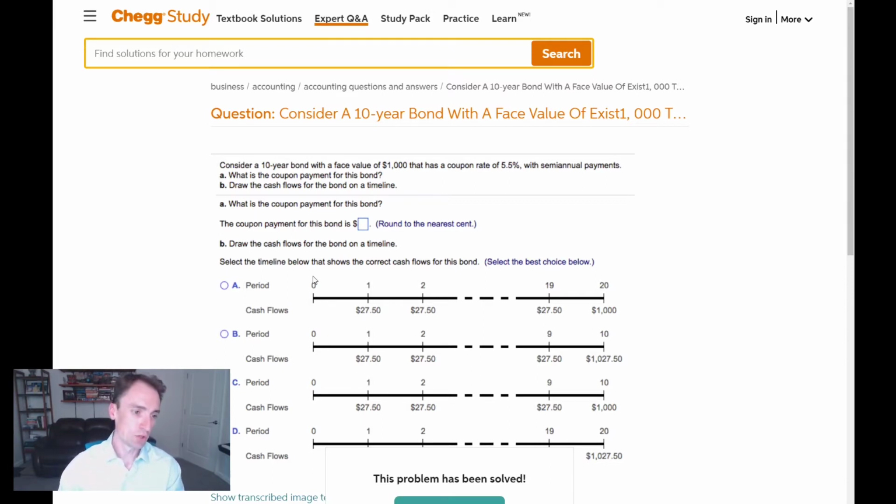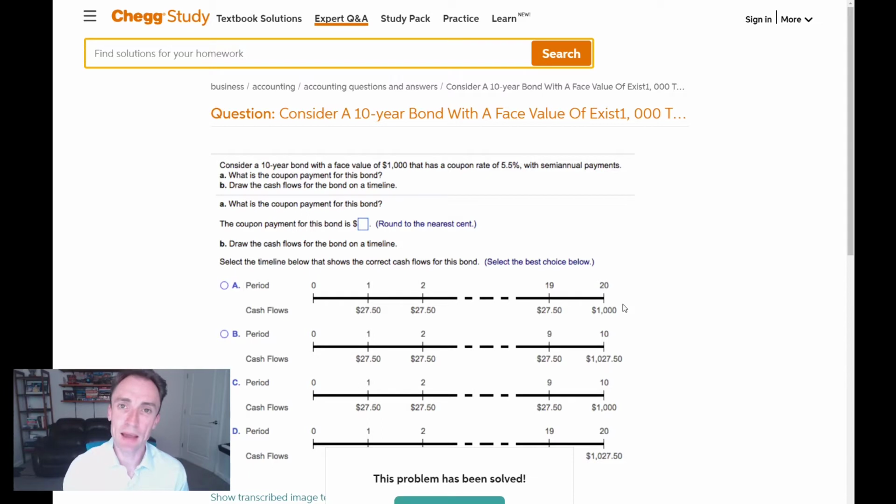This is where you bought the original bond right at its inception. 6 months later, you get $27.50. You get another $27.50 6 months after that. And you continue to receive those $27.50 payments until you reach the end of the bond's maturity. At the maturity date, the duration is over, and you can see here, because it's a 10-year bond, we've got 20 periods where we're receiving coupon payments.